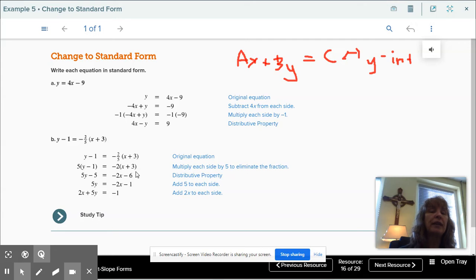This is your new equation. Negative 2x plus 3, 5y minus 5 equals negative 2x minus 6. They distributed the 2. And then we have to get our 2x over here with the y. So they added 2x to both sides. 2x plus 5y equals negative 1. Oh, I'm sorry, I forgot the negative 5. They added 5 to this side to get negative 1, and then they subtracted the 2x to this side to get 2x plus 5y equals negative 1. So this equation in point slope form, this is the standard equation for it.